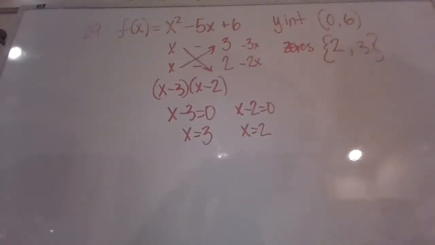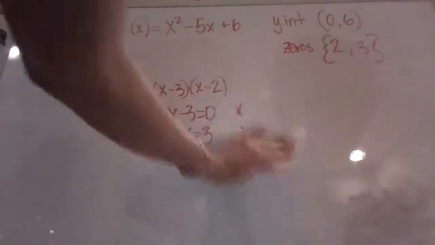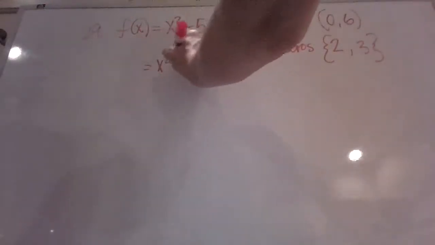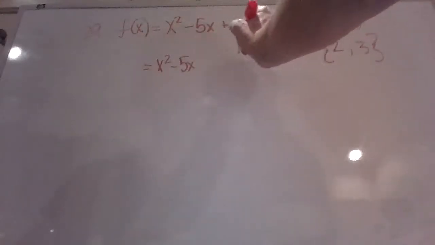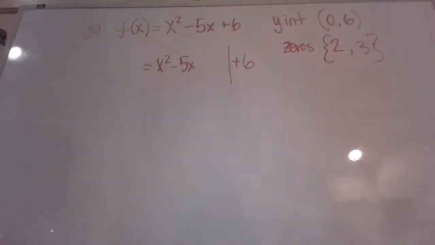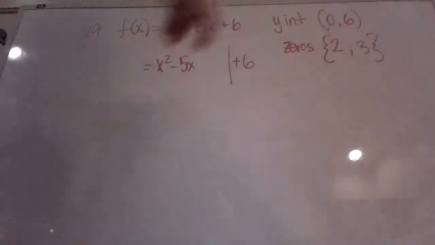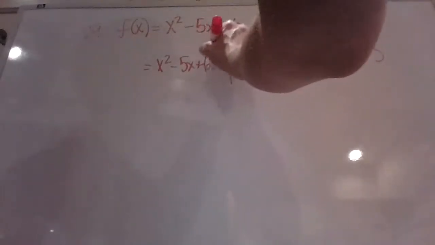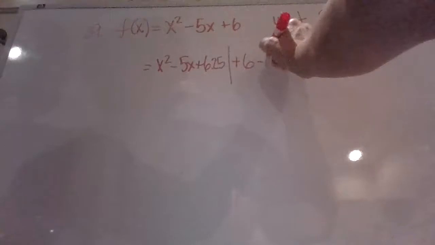Now it wants us to state the vertex. Well, then that means we have to put it in the vertex form. So that means we're going to go x squared minus 5x. We're going to put the plus 6 over here. Put that line there. So half of 5 is 2.5. And we can do it this way. And 2.5 squared is 6.25. So plus 6.25. So if I added that here, I have to subtract it here.